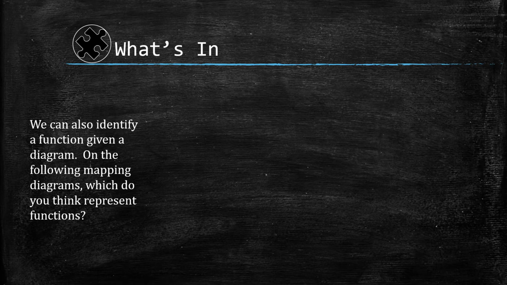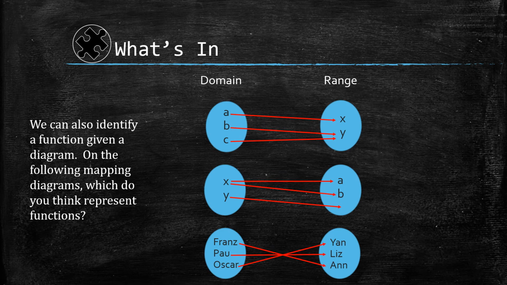We can also identify a function given a diagram. Okay, this kind of diagram. Which do you think represents a function? Let's go one by one. In the first diagram, class, we have domain and range. In the domain we have A, B, C. Look. A's corresponding partner in the range is X. B's corresponding partner is Y. C is Y. Who has the double partner? The range. So, no problem, class.